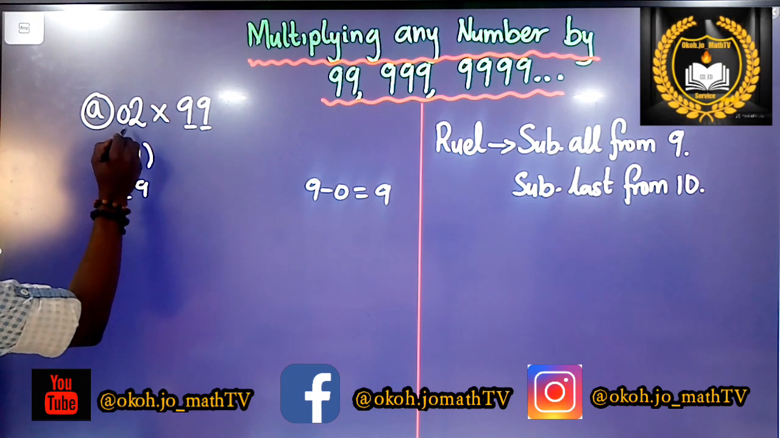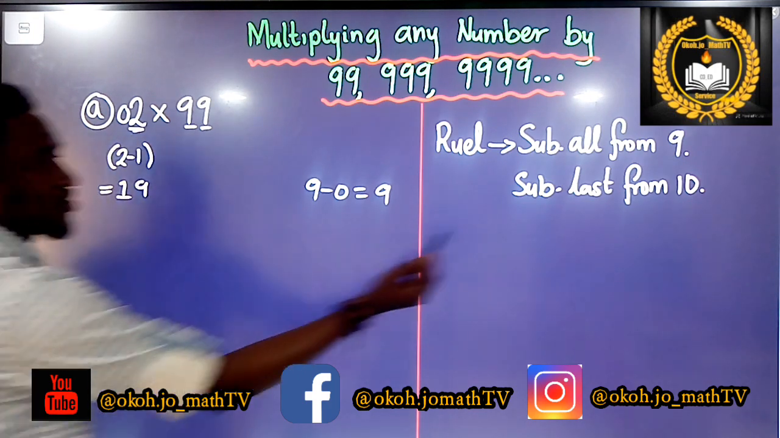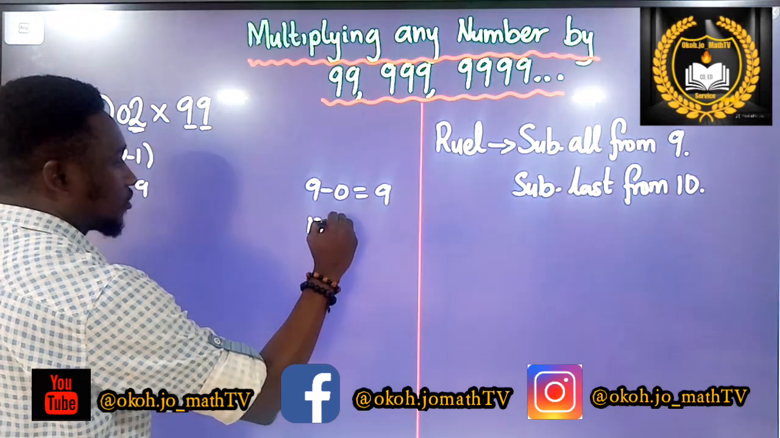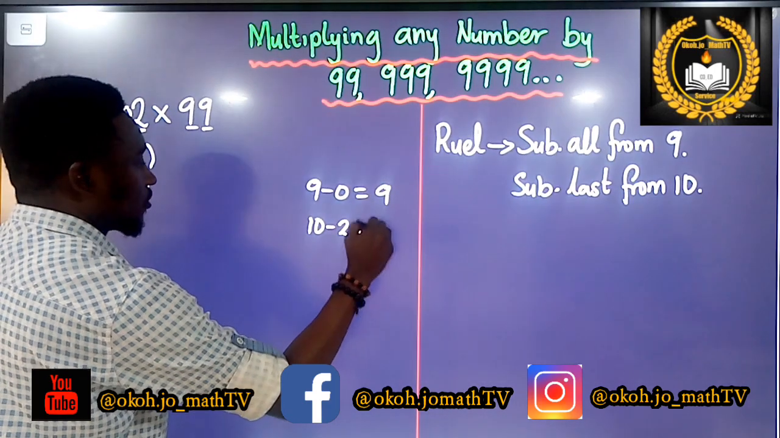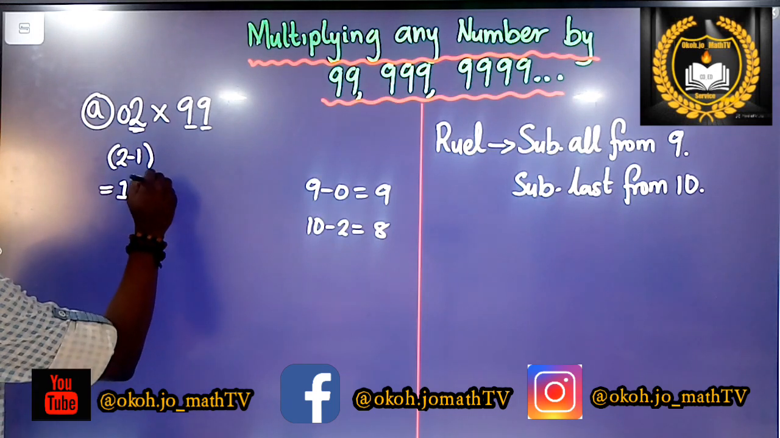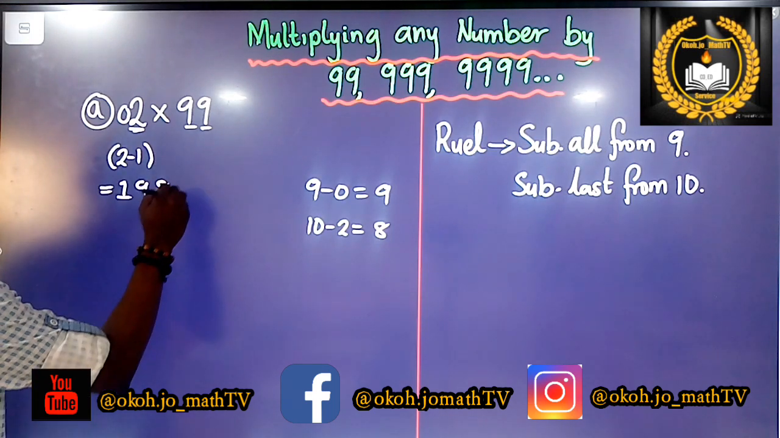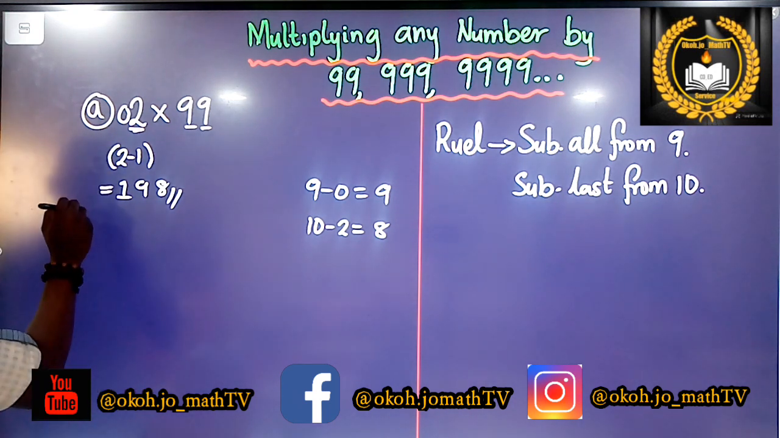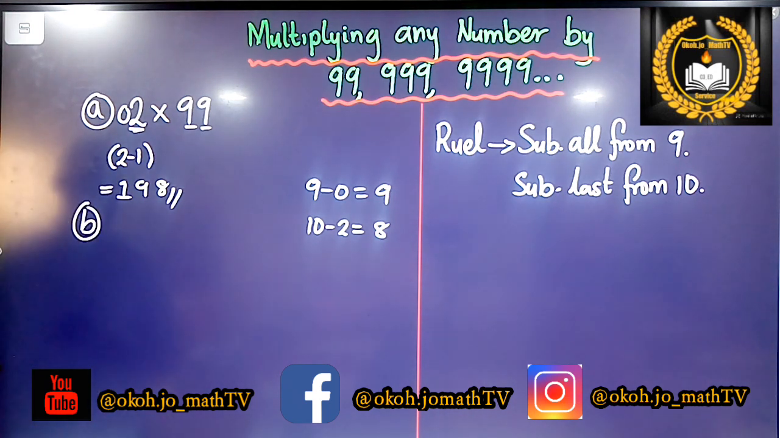Is that okay? Now 2 is the last digit here. So we should take it away from 10. Now 10 minus 2 is equal to 8. And bring down your 8 here. So this is our final answer. You can see how easy it is. Is that okay? Now, let's try another example to make it more familiar.